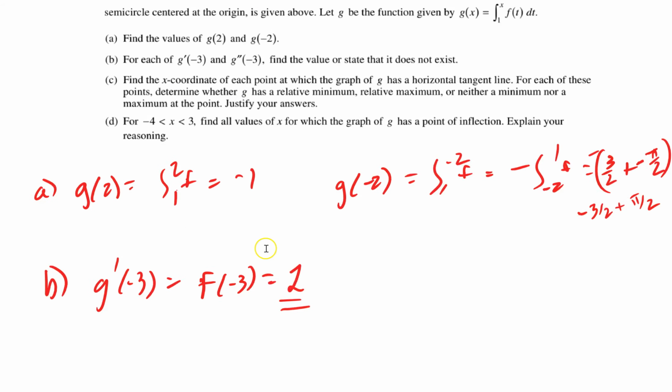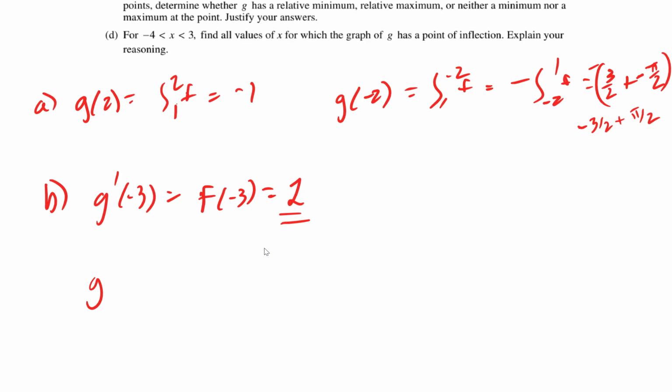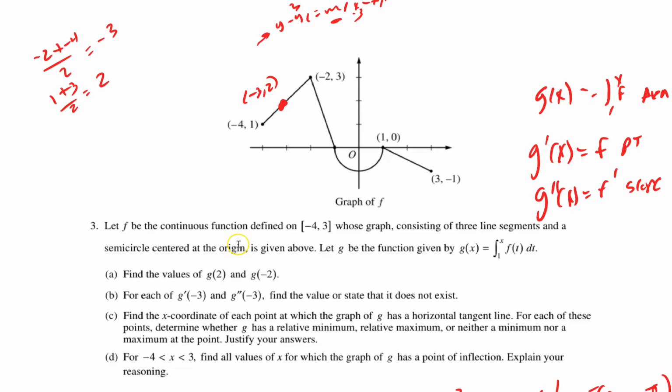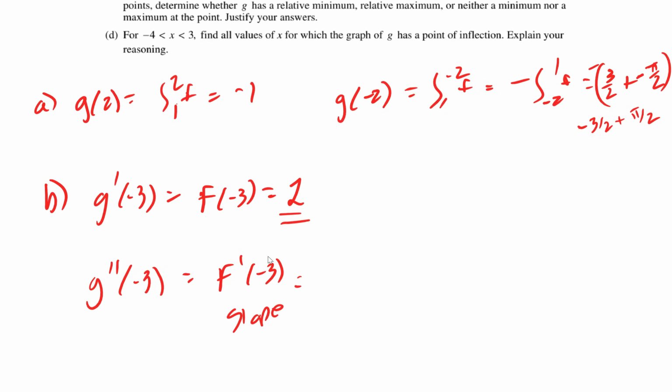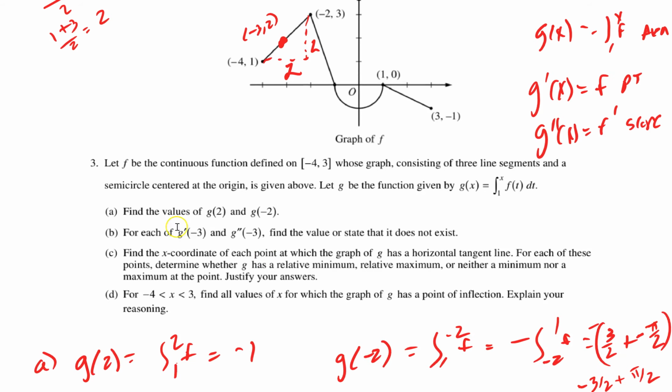G prime of negative 3. If you look at your decoder, it's f prime of negative 3. So we're looking for the slope at negative 3. So right there, just do rise over run. If you need to do it earlier to try to find that. So you go over 2 and then up 2. So 1. So it's just 1. So that's B.